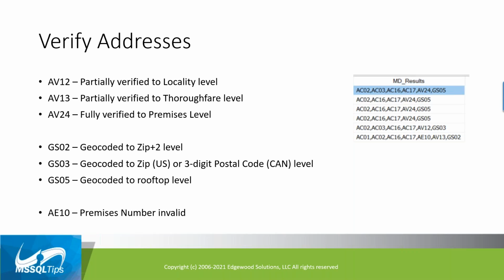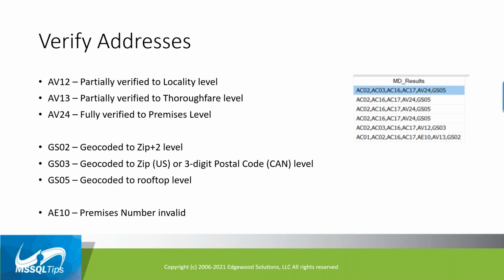While if it's fully verified to the premises level, which is the best you can get for Belgium, for example, it means, okay, we know this is an existing address in Belgium. If you send a letter to it, it will actually arrive at some house or building or whatever. And then you get similar codes for geocoded. So the rooftop level again is the best you can get. It says, okay, it really pinpoints on the map where that building is.